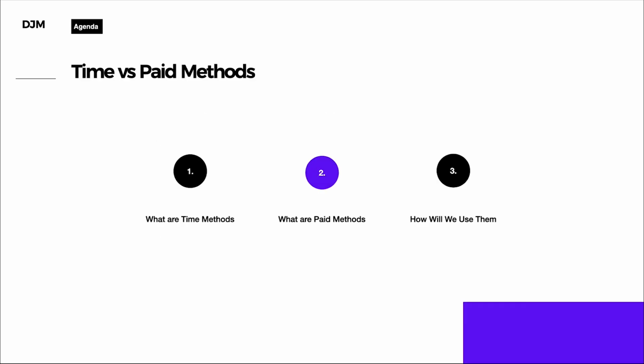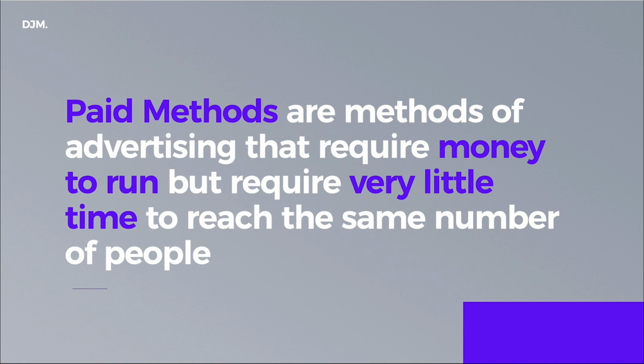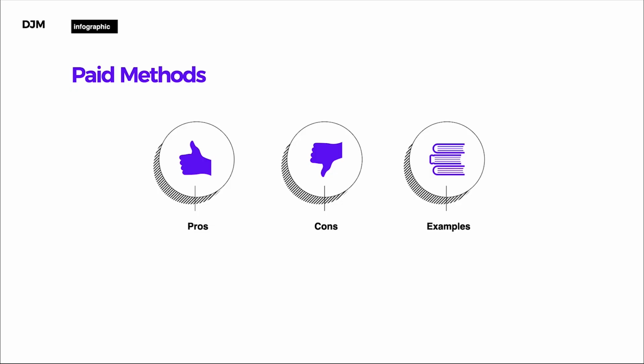So let's talk about paid methods now. Paid methods are methods of advertising that require money to run, but require very little time in comparison to reach the same number of people. In the same way that time methods have pros, cons, and examples, so do paid methods. A little thing on paid methods: eventually is where you do want to get to. You want to start with time methods if you don't have the capital to be able to do paid methods quite yet. And also, time methods are a great way to learn what works before you get into paid methods.